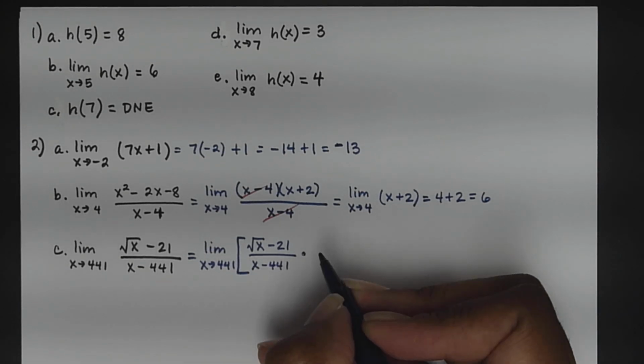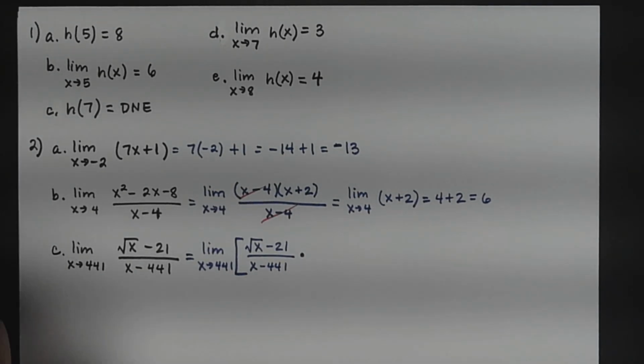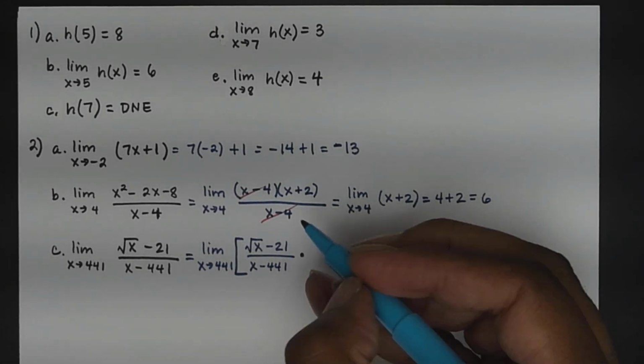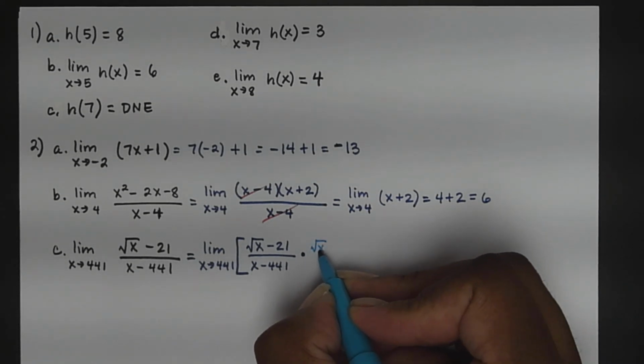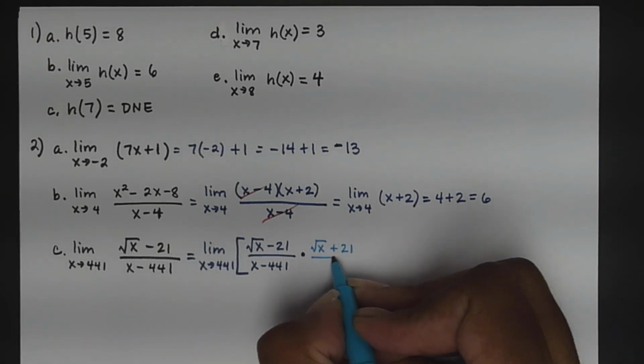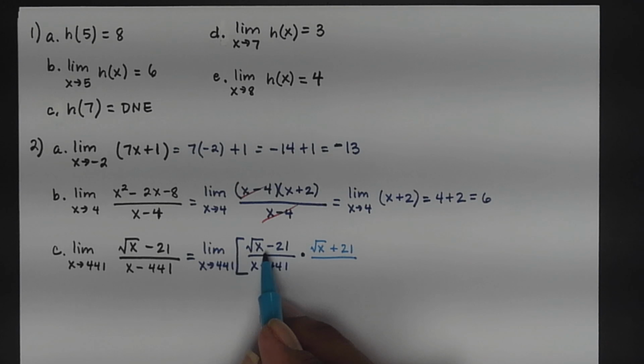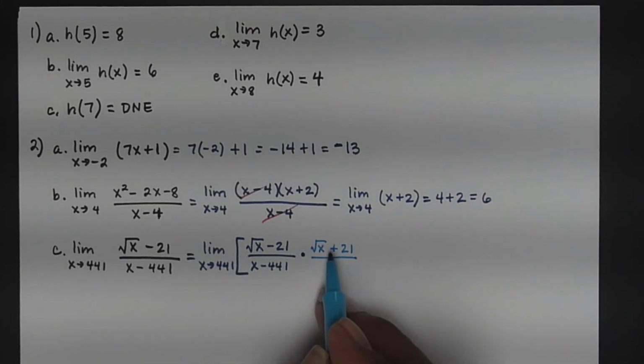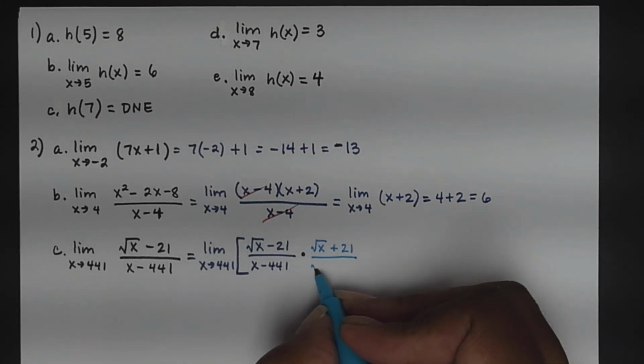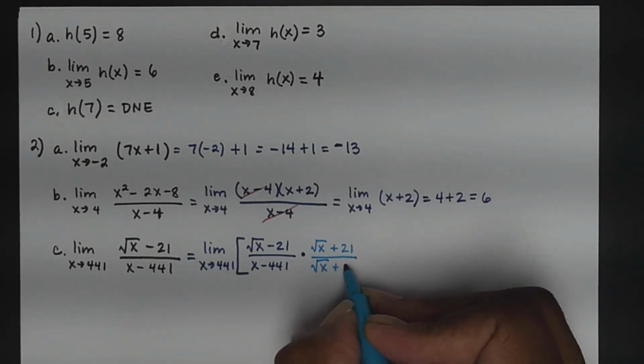So I'm going to multiply the numerator and the denominator by what they call the conjugate. So I have the square root of x plus 21. That would be the conjugate. Same terms, but the sign changes to the opposite. It's a minus, so it changes to a plus. And I multiply the denominator by the square root of x plus 21.